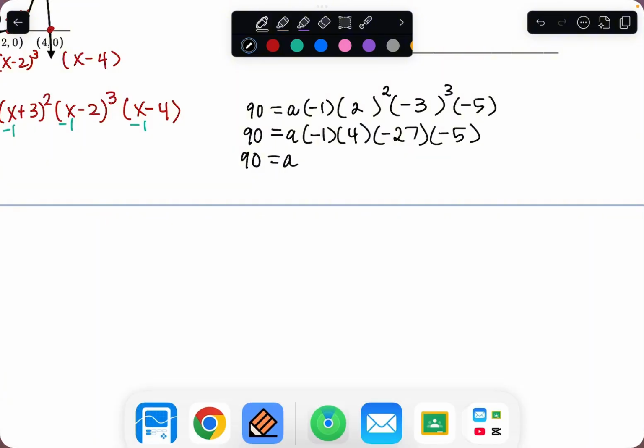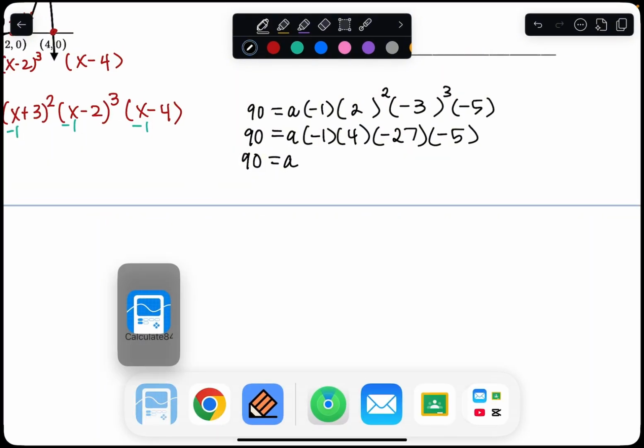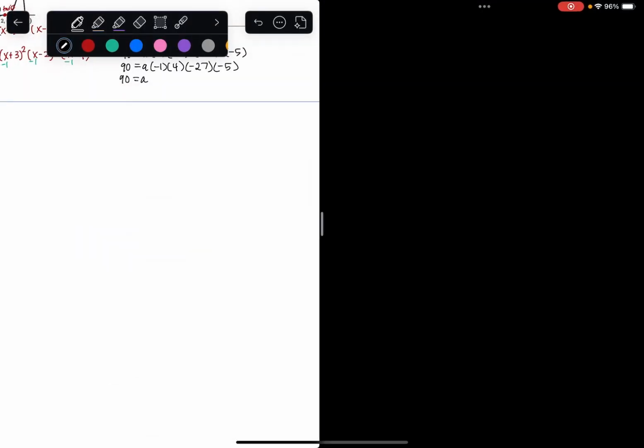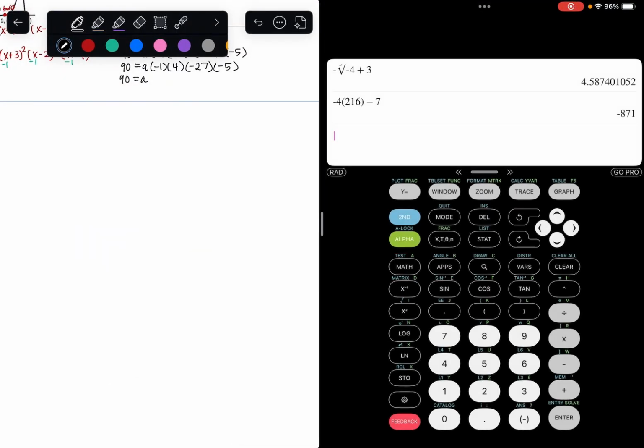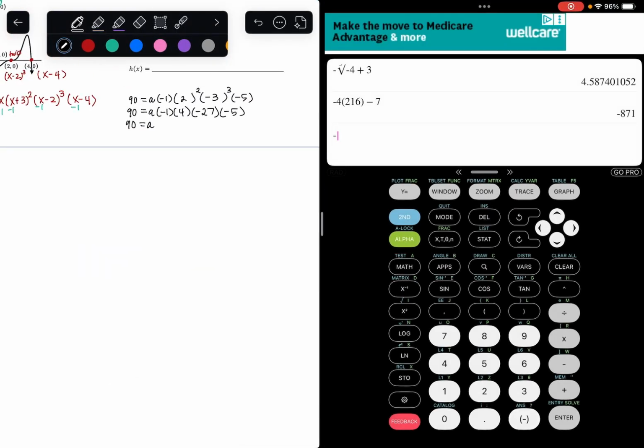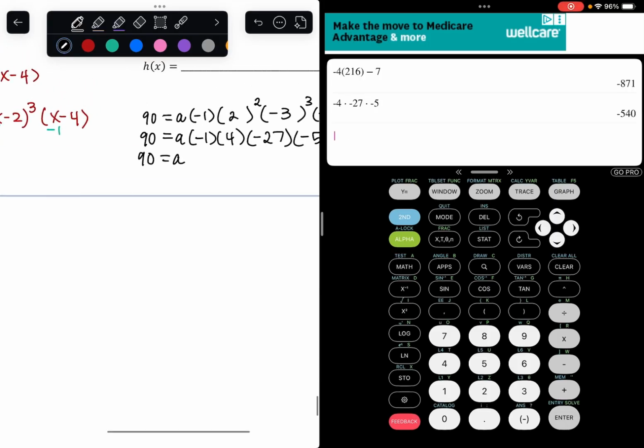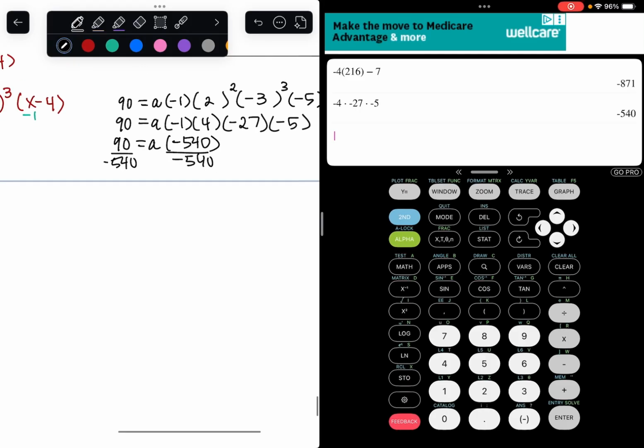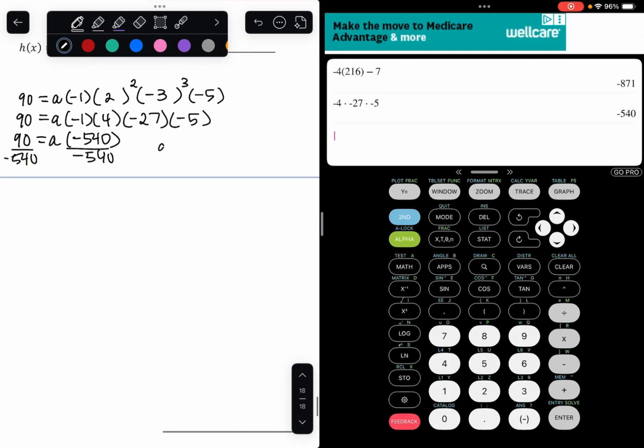And if we multiply all that, we would get -4 times -27 times -5, which is -540. Divide both sides by that -540. And we get a equals -1/6.